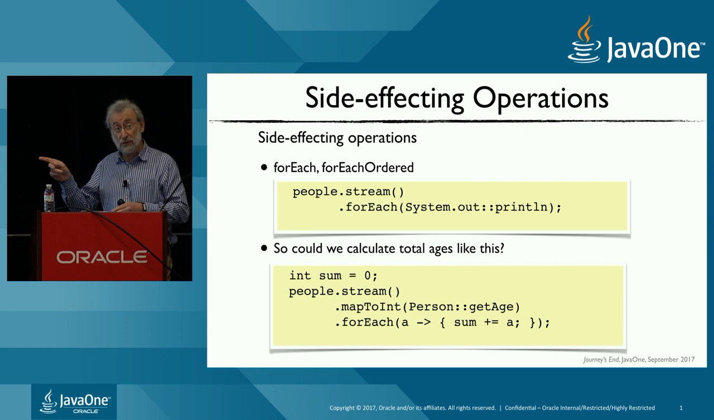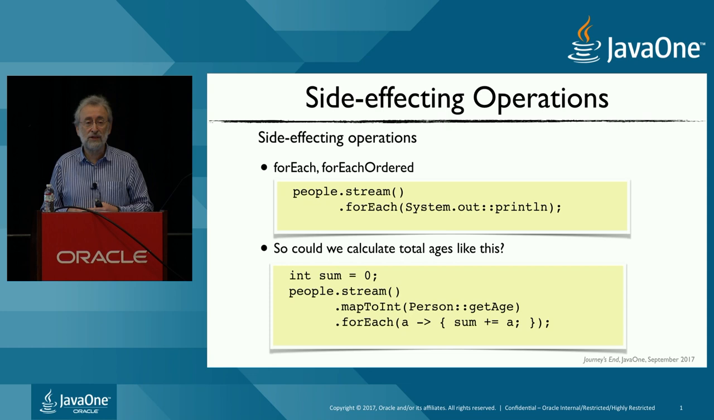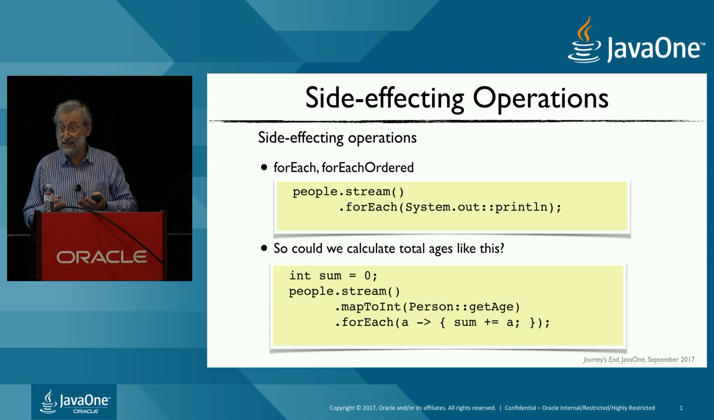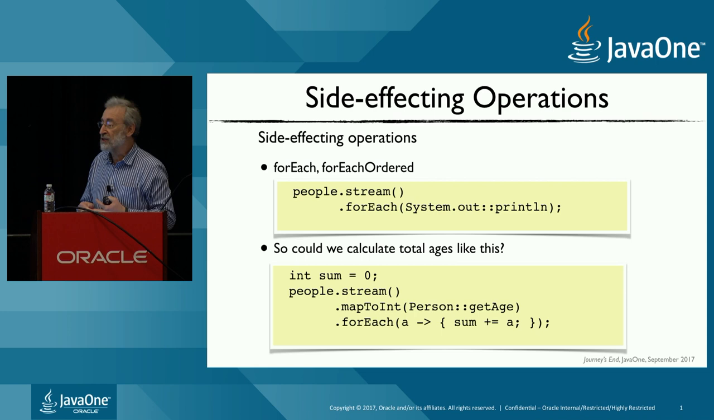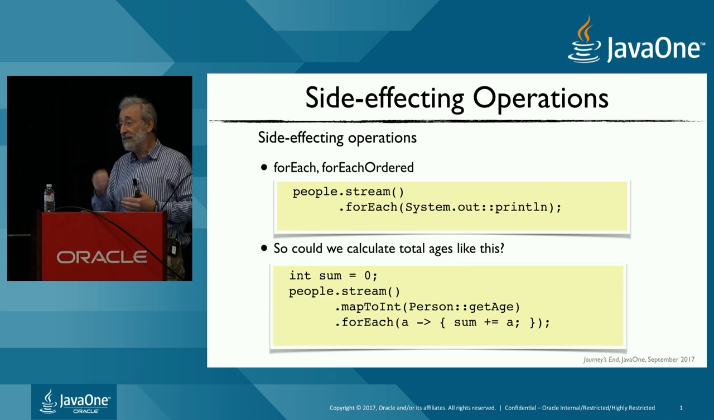Because sum is not final. But that's a sort of trivial answer, because then you'll fold your arms and say, why did they put this stupid restriction on? Sum has to be final, or actually, as we now say, effectively final. So why did they do that? Well, the reason they did that was because of what I said a moment ago, which is that it should work properly in parallel. And you're kind of right that it won't work in parallel.